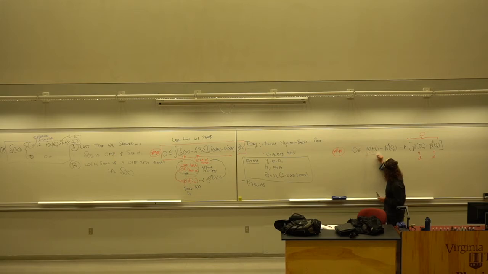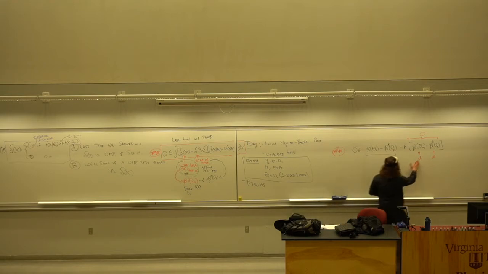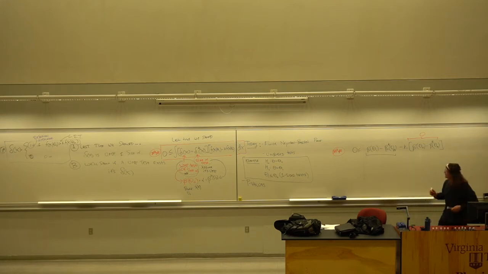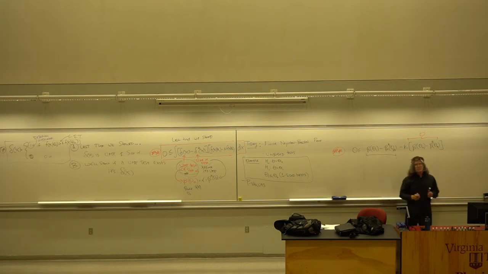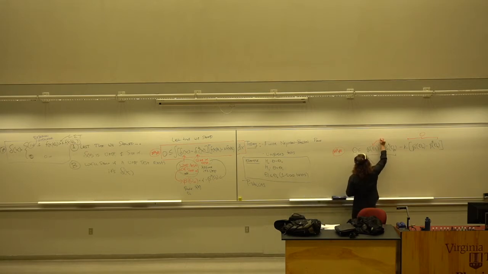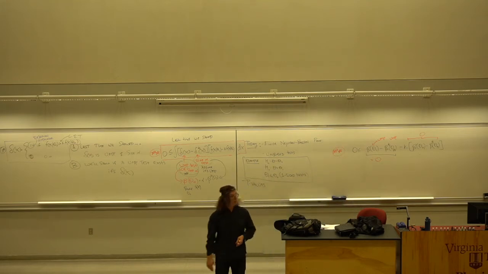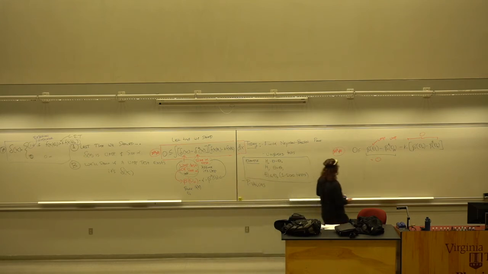What can we say about this? They're both 0, so we'll analyze that in a second. How do we know this is 0? Because it's UMP. These are both UMP, so this is 0. They both have the same power. They're both uniformly most powerful. So we're just left with this right here.